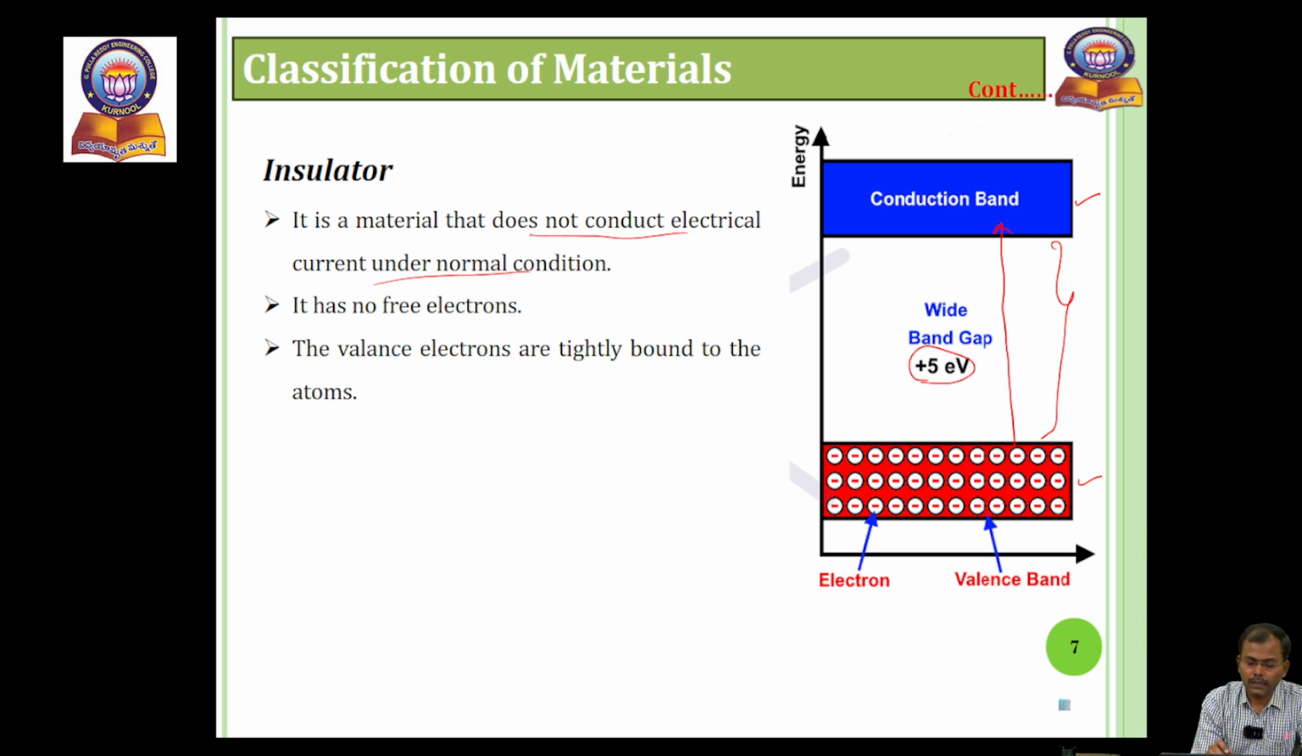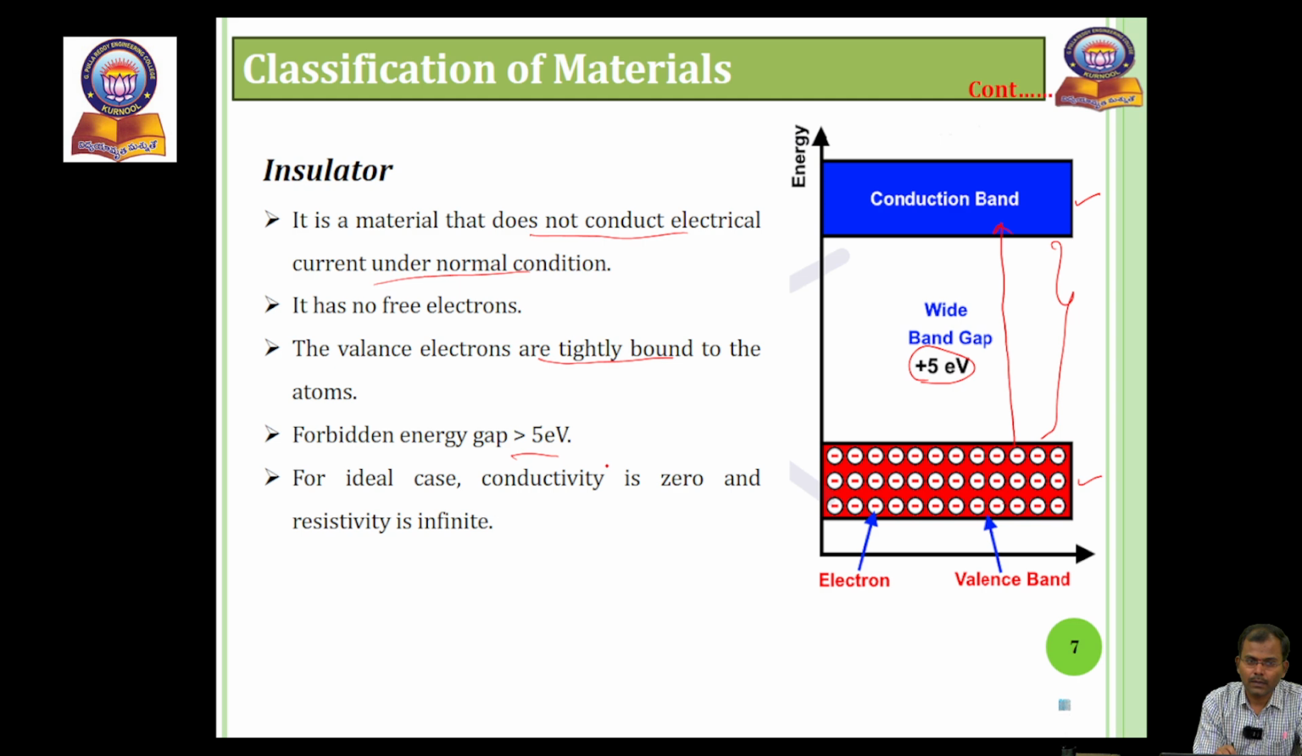The valency electrons are tightly bound to the atom, so that's why it requires more energy to become free from the atom. The forbidden energy gap is greater than 5 electron volts. For ideal cases, the conductivity of an insulator is 0, which means the resistivity is infinite. For example, paper, rubber, glass, etc. All these are insulators.